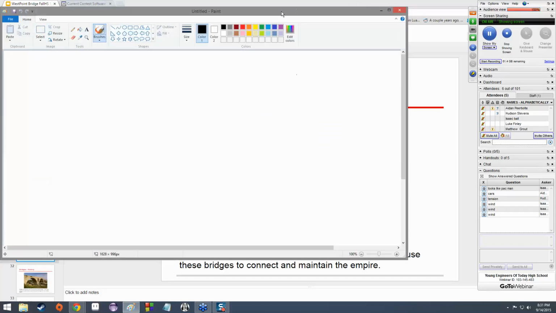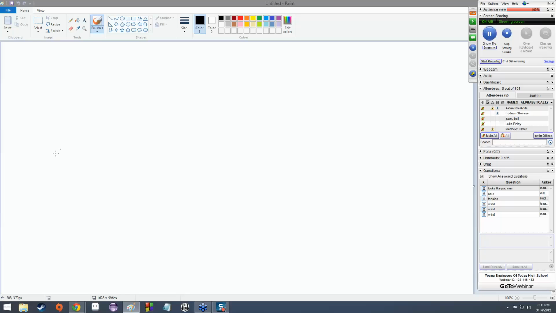Here it comes. Here comes the MS Paint. So, here's your riverbank, right? And you've got water flowing through the middle right here. Boom. And then you've got an arch bridge.